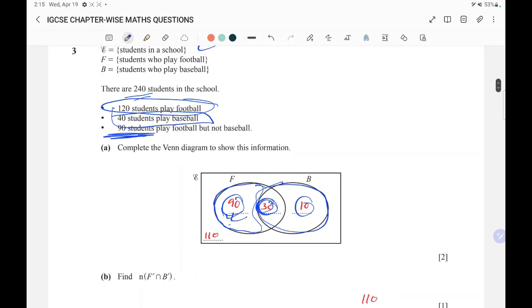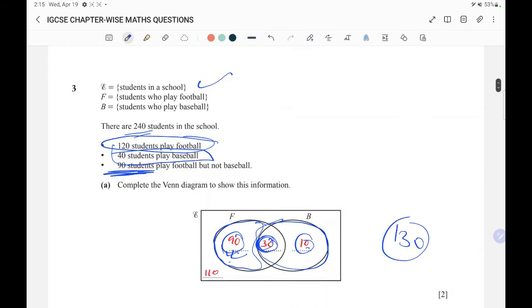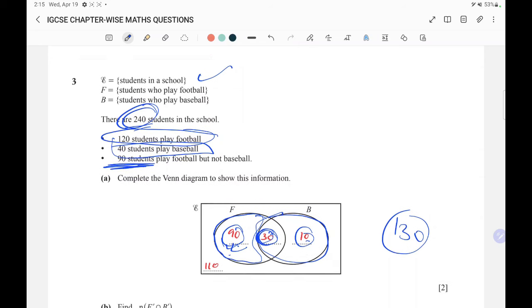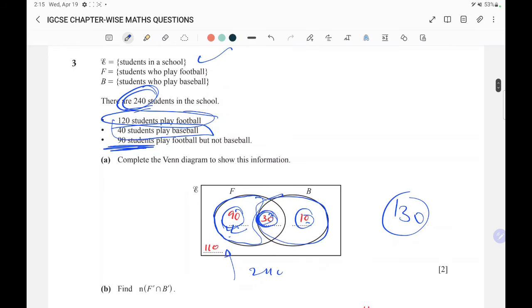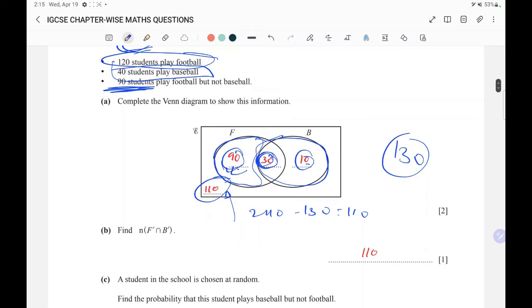Okay, and so 90 plus 10, 100, and total 130 here, but total students are how much? 240. So out of 240, 130 have been participating either F or B. So outside will be 240 minus 130, which is 110. So this is 110. So that's how we will fill this Venn diagram. Now this B part, that says find F complement intersection B complement.